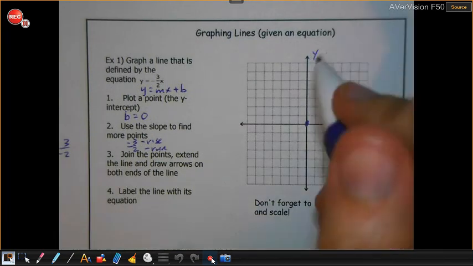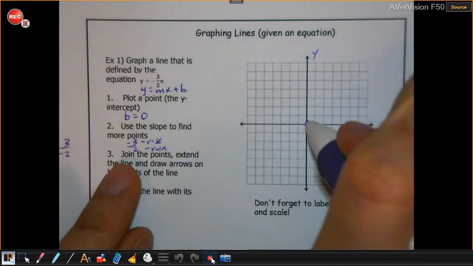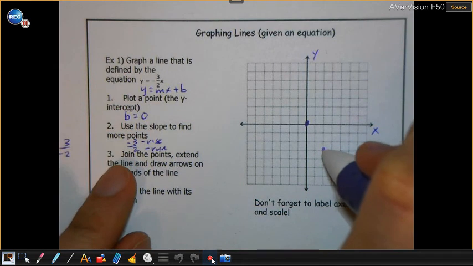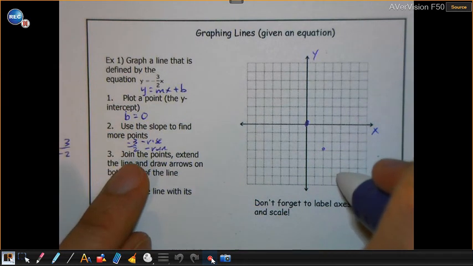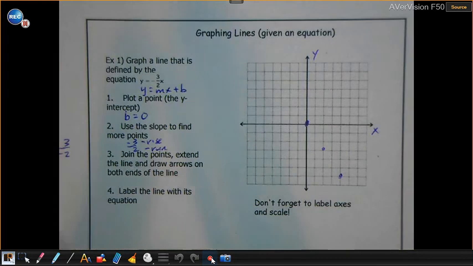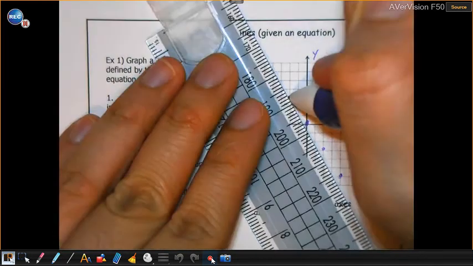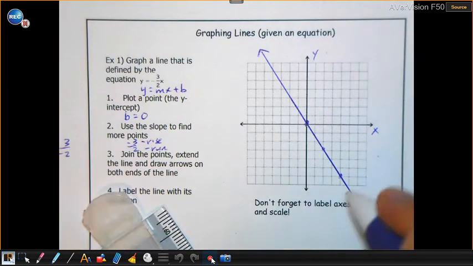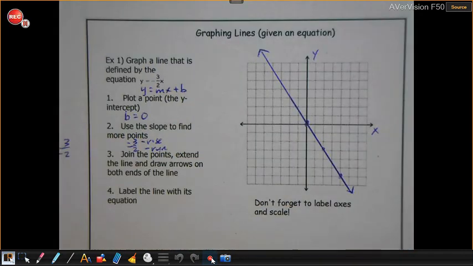So to plot the other points, this time I'll go down 3 and then right 2. Rise is -3, so down 3. Run is +2, so right 2. Extend the line, arrows on both ends. Label it with the equation y equals to -3/2x.